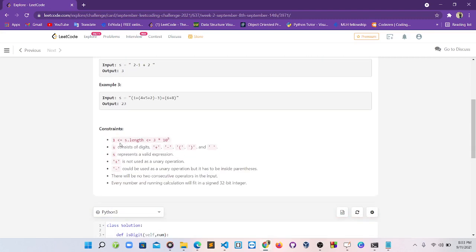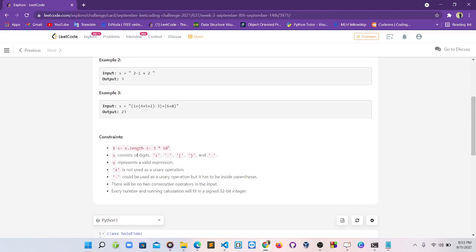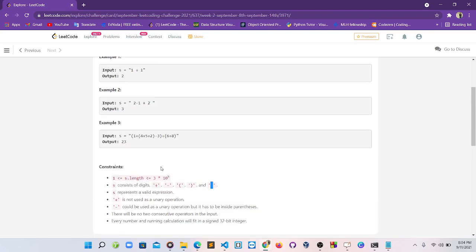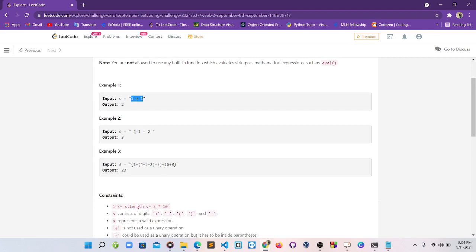And in the constraints, you can see that the length of our string is at most 3 times 10 raised to the power 5, and the minimum length of s is 1. In our string we may have plus, minus, opening bracket, closing bracket, and empty space, and we have to calculate it. Okay, so before we come to the representation, if you see all these things, it is a basic thing, like we have to add and subtract.